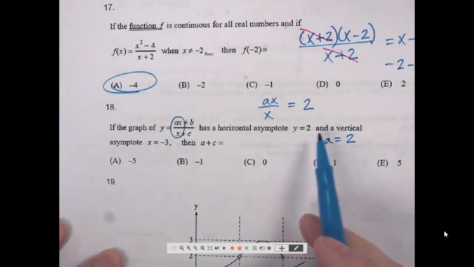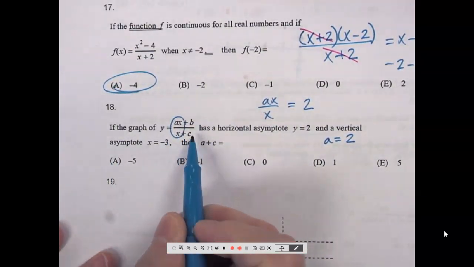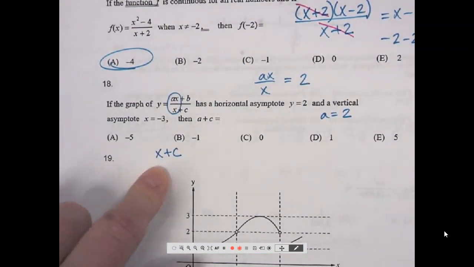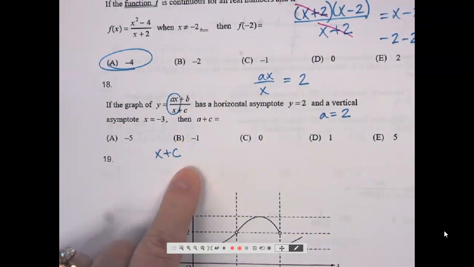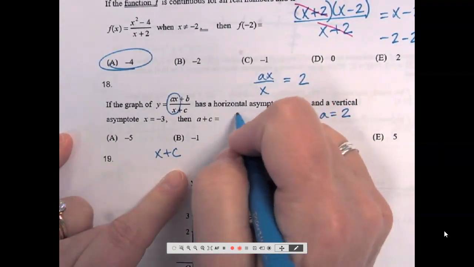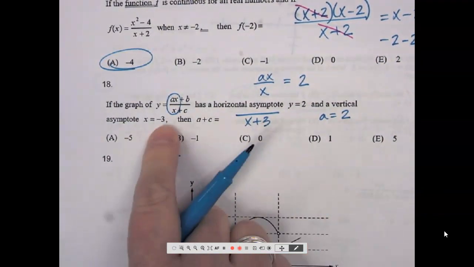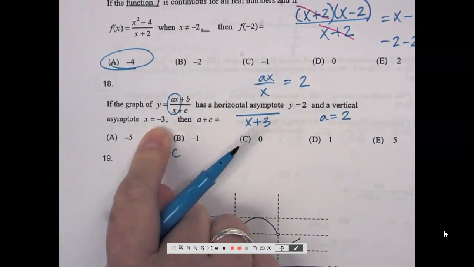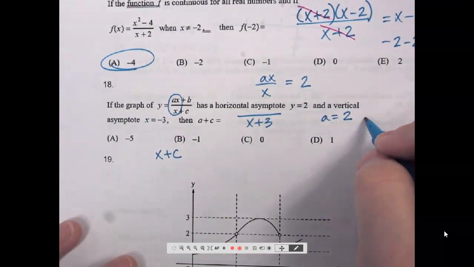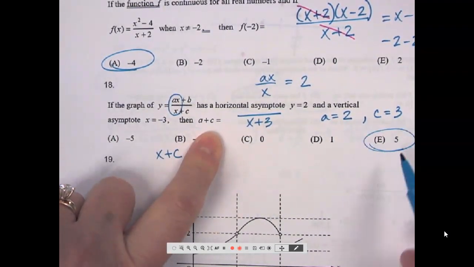Okay, and it has a vertical asymptote at negative 3. Well, the vertical asymptote, I'm going to look at the denominator. If x plus c is in the denominator, but I can't use -3, then what number is c? 3. If my denominator was x plus 3, then what would make that 0? -3. And that's the value that apparently I can't use because it's creating a vertical asymptote, so that means it created a 0 in the denominator. So that tells me that c is 3. And then I just want to add a and c, so that gives me 5.